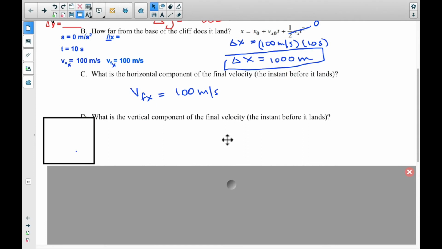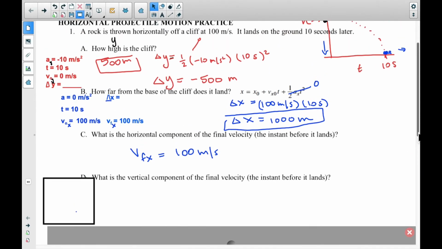All right, next question. What is the vertical component of the final velocity the instant before it lands? So once again, we're talking about right here when it lands, how fast is it going downwards? Now, how fast is it going across? We already know that. We want to know how fast is it going down. So once again, let's take a look at our variables, see what we have. Okay, I'm talking about the vertical component. I'm talking about my y components.